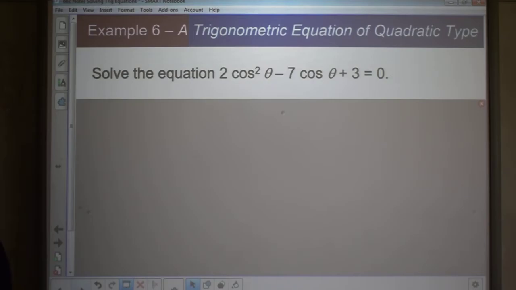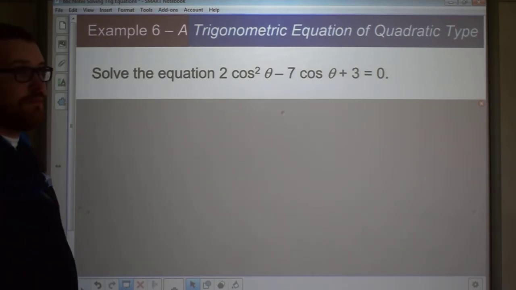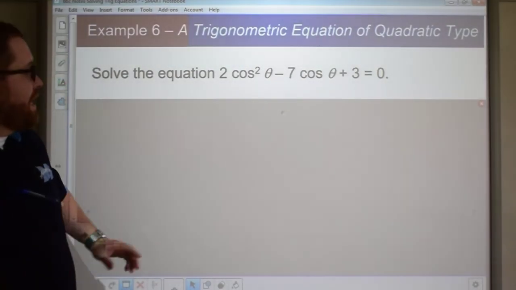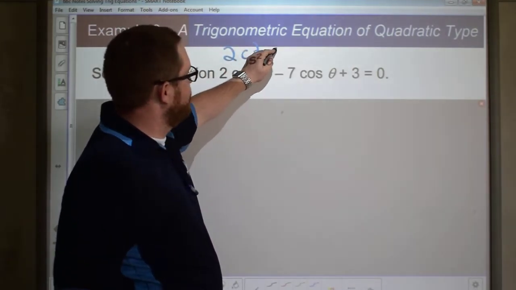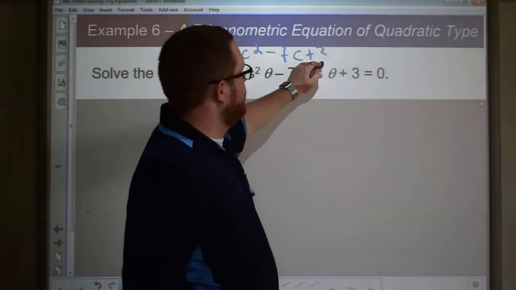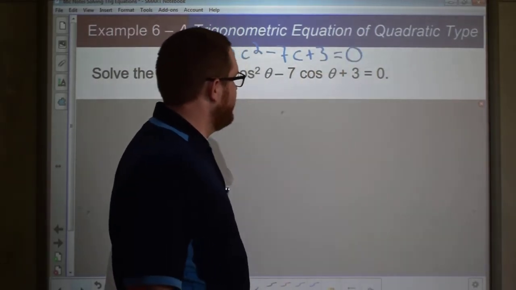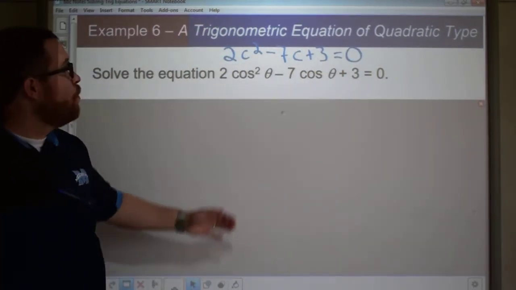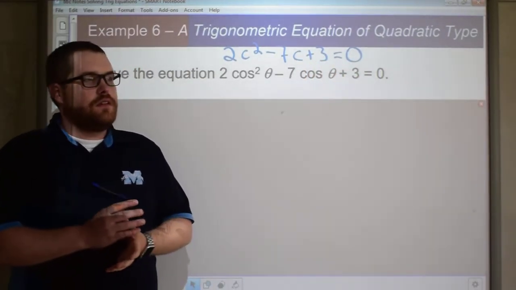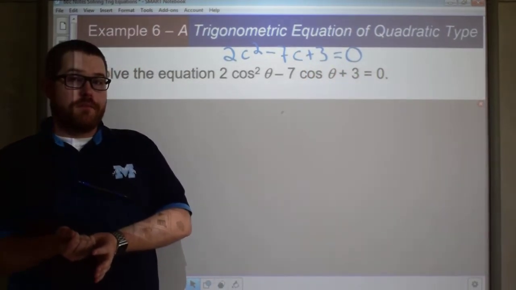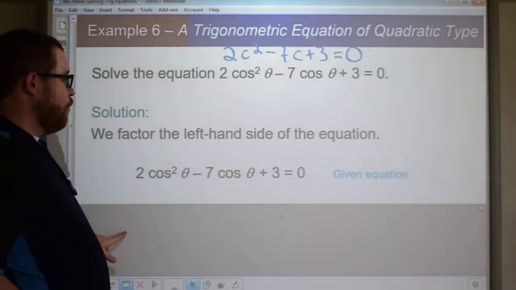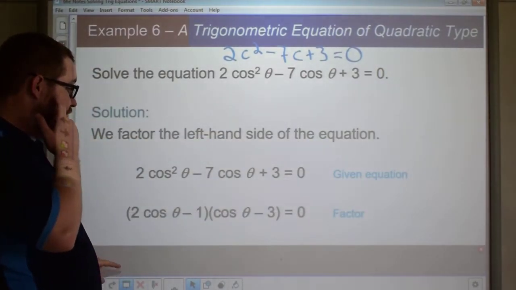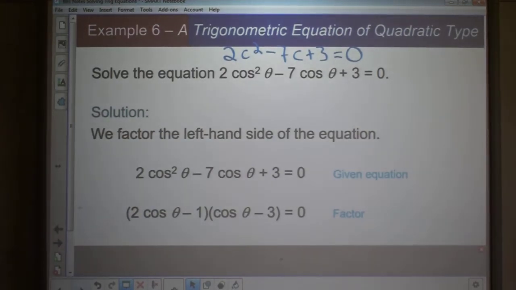How about this one? This one looks really ugly. Well, if I were to rewrite this problem like this, instead of calling it cosine of theta, if I just call it c, what type of problem is that? It's a quadratic. We would solve it by factoring it, and that's what we're going to do here. It factors as 2 cosine minus 1 and cosine minus 3.